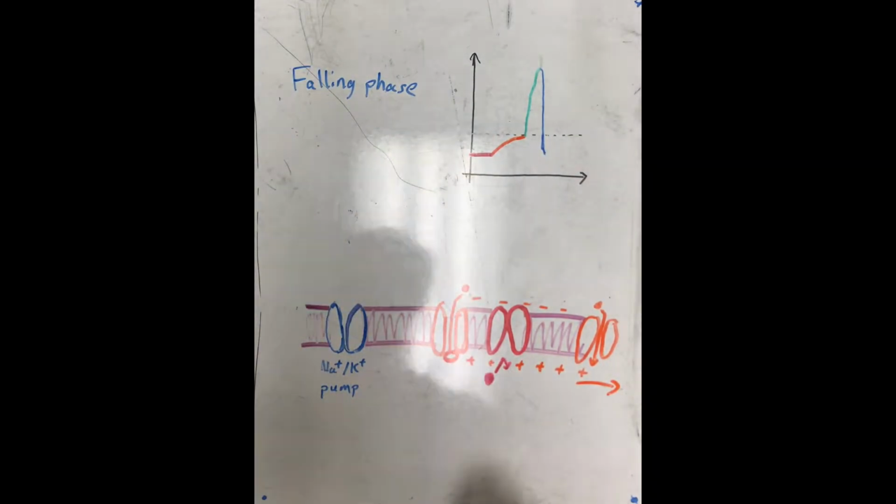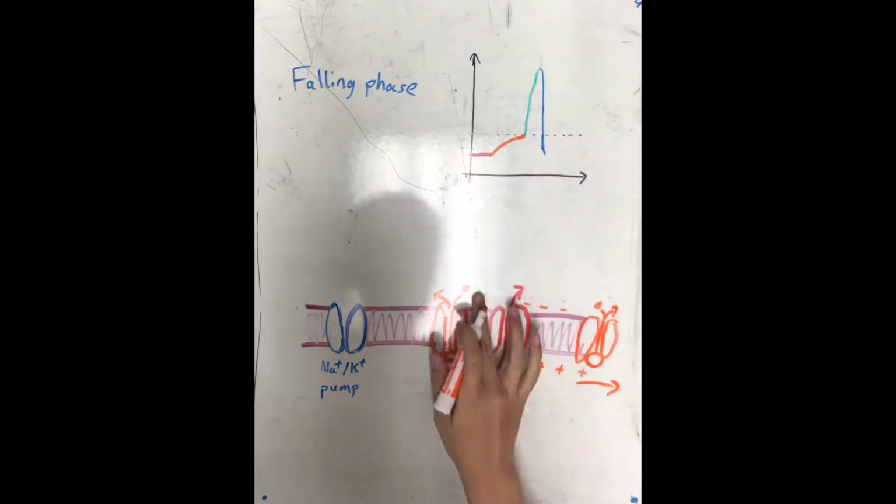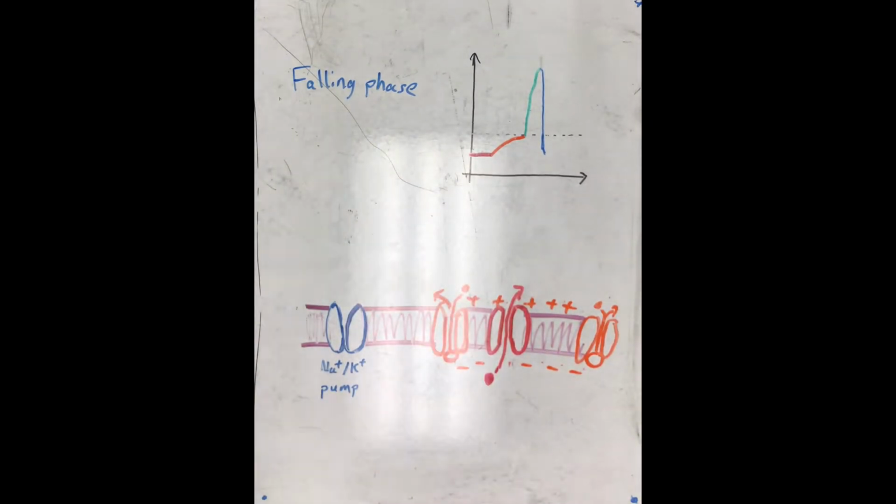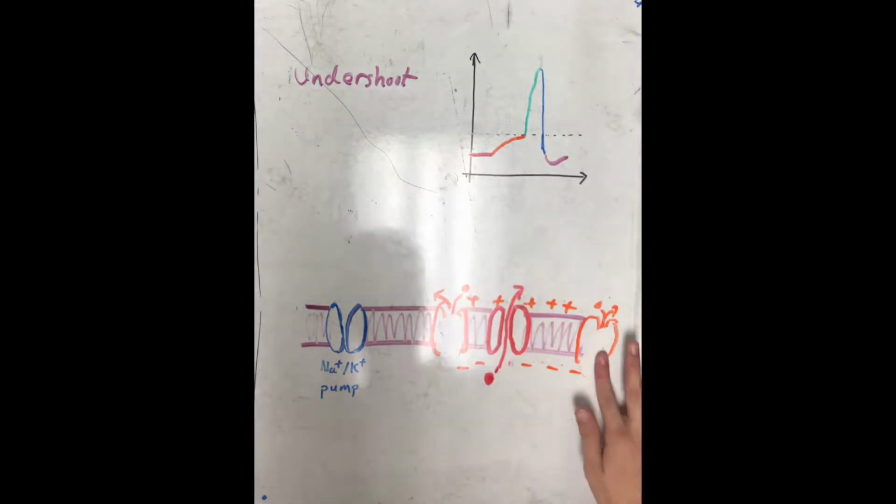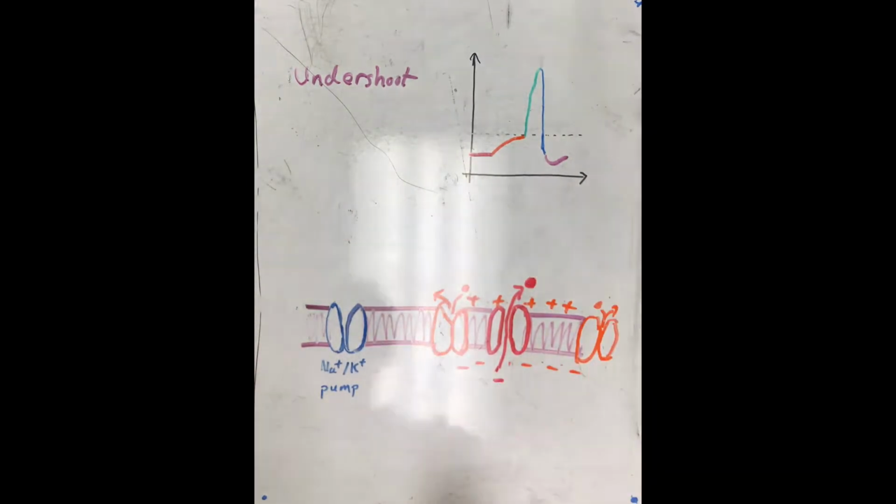In the falling phase, however, the situation reverses with the sodium channels blocked and potassium channels open for potassium to flow out for repolarization. In the undershoot, the potassium channels start to close and sodium channels open a bit to return to the resting state.